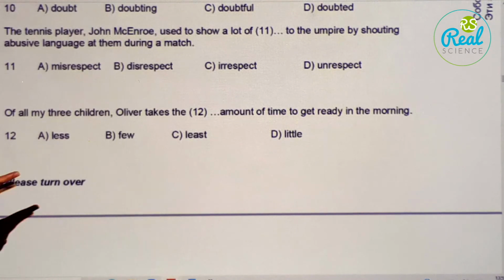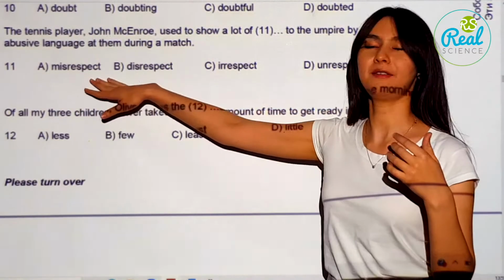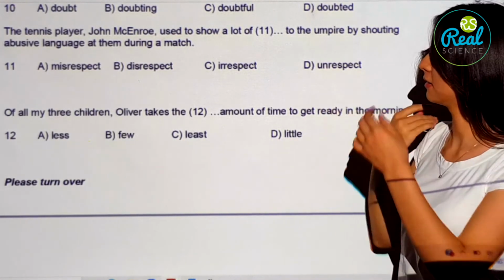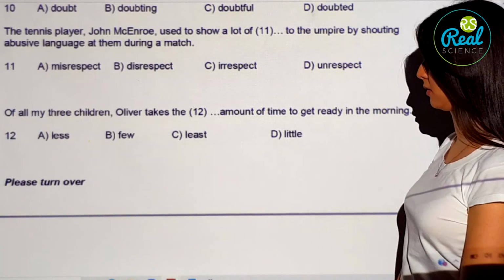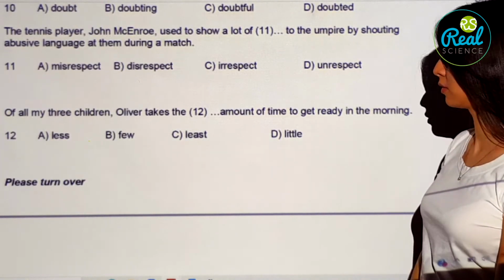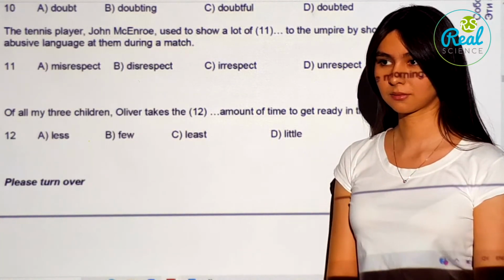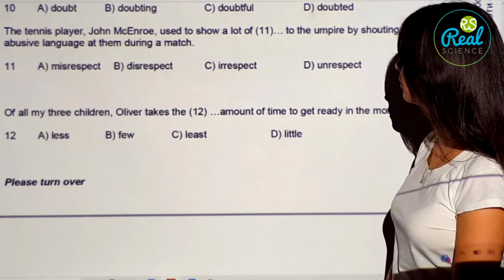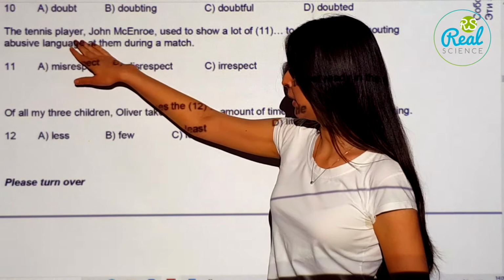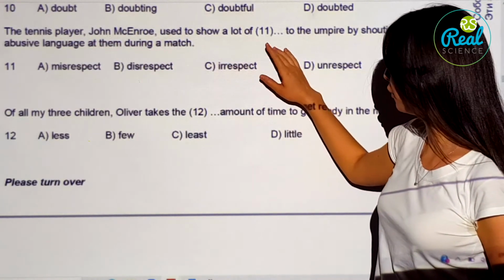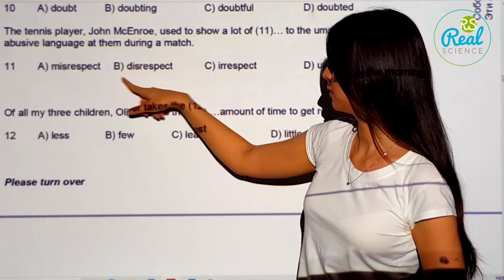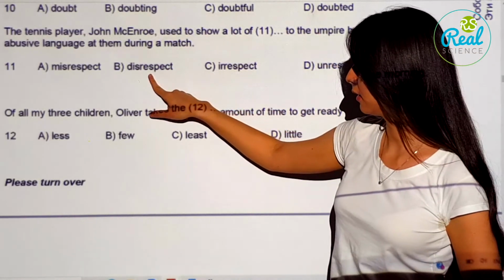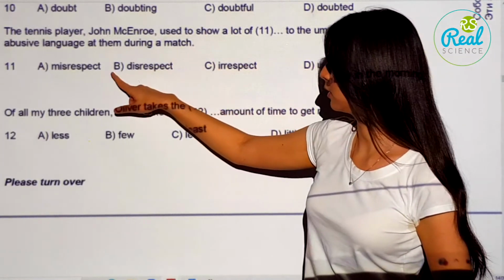We have 11, 12, so we will do it together because it's 2. So who wants to read this one? The tennis player John McEnroe used to show a lot of disrespect to the umpire by shouting abusive language at them during a match.